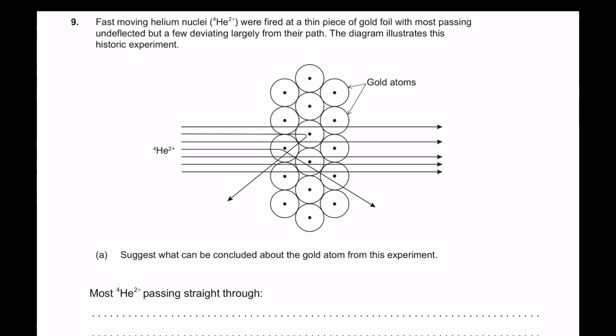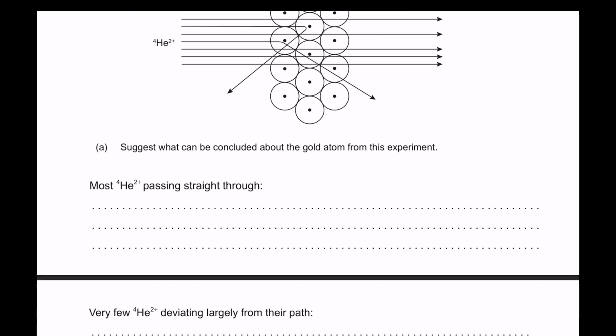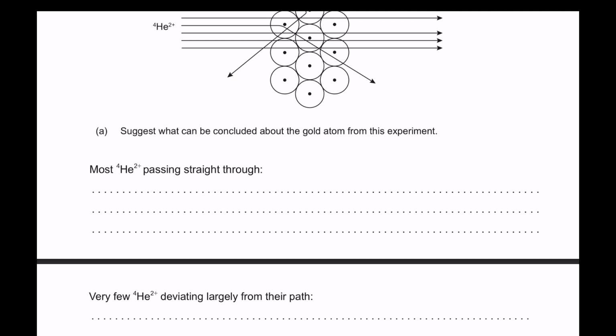So we have a fast moving helium nuclei fired at a thin piece of gold. Helium nuclei is just the alpha particle. It is fired at a very thin gold foil, with most passing undeflected, but a few deviating largely from their path. What can be concluded about the gold atom from this experiment? Most alpha particles pass straight through. This means that most of the space inside the gold atom is empty. This can be concluded from the first part.